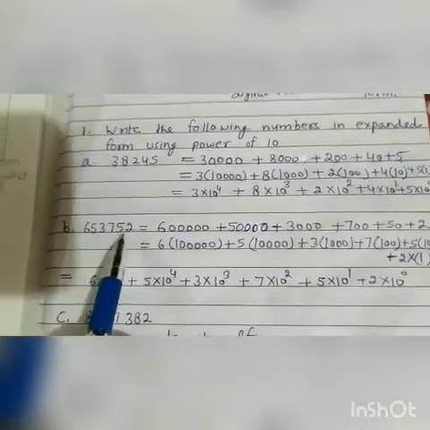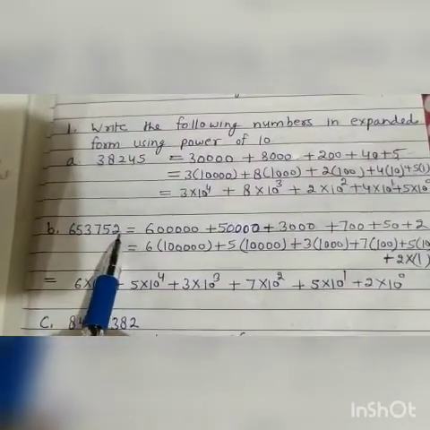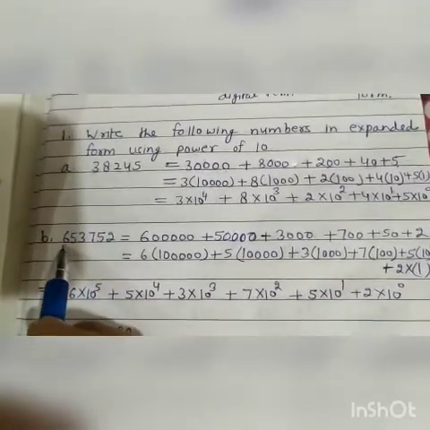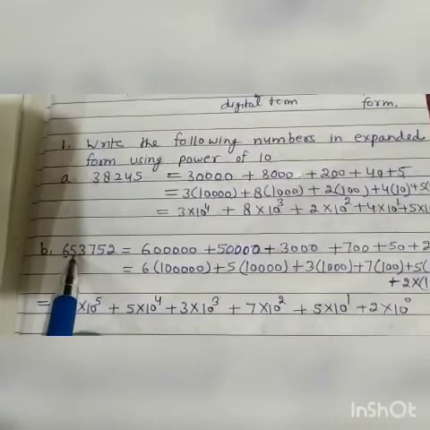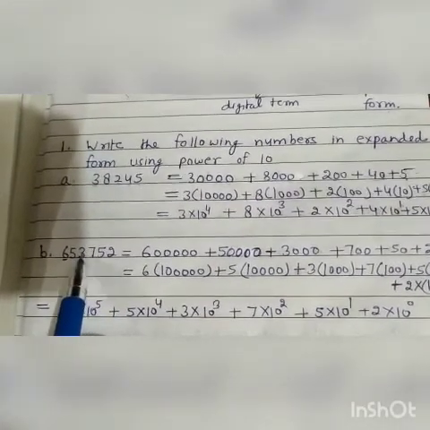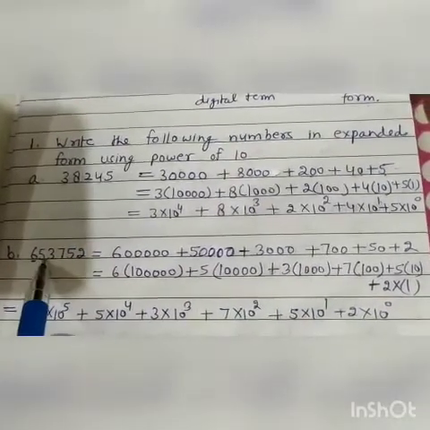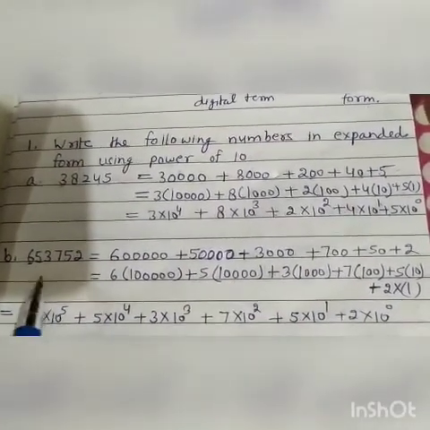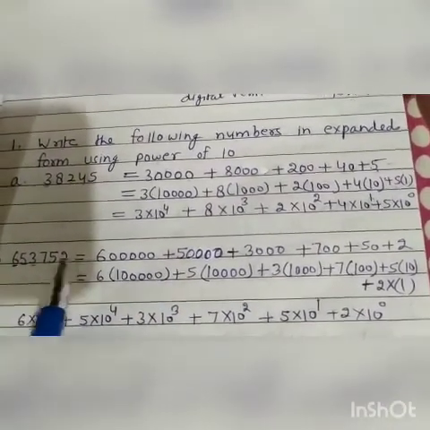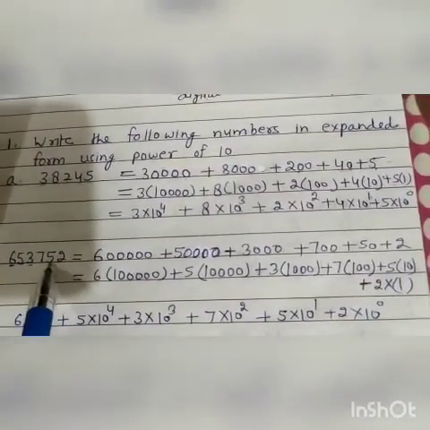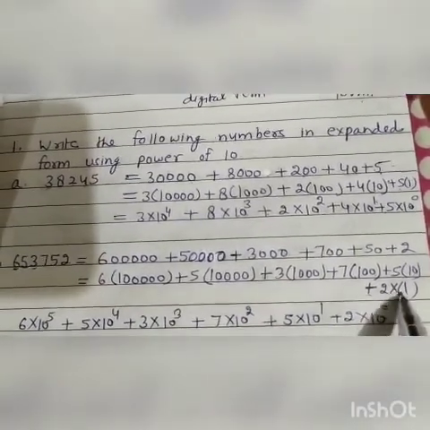Its B part. It is C, 6,53,752. So we will write this 6 into 1 lakh, ones, tens, 100, 1000, 10,000, lakh. 6 into 1 lakh plus 5 into 10,000, then this 3 into 1000 plus 7 into 100 plus 5 into 10 plus 2 into 1.